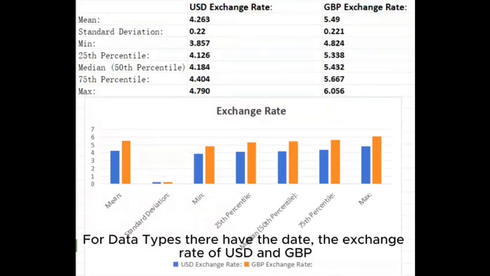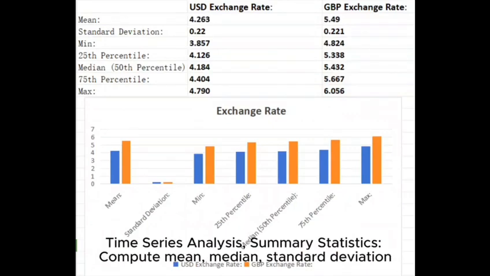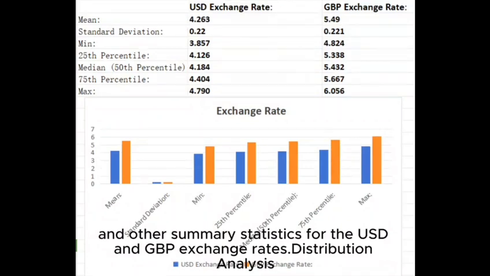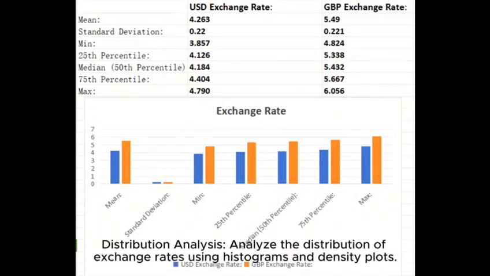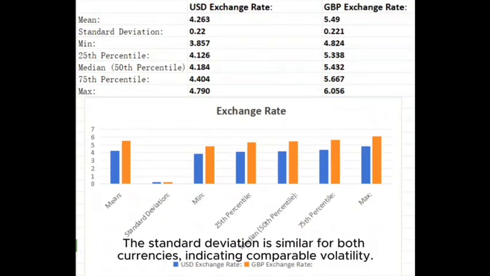For data types that have the date, the exchange rate of USD and GBP, given the data, the following data analysis methods can be applied. Time series analysis. Summary statistics: compute mean, median, standard deviation, and other summary statistics for the USD and GBP exchange rates. Distribution analysis: analyze the distribution of exchange rates using histograms and density plots. Key insights: the GBP exchange rate has a higher mean and maximum value compared to the USD. The standard deviation is similar for both currencies, indicating comparable volatility.